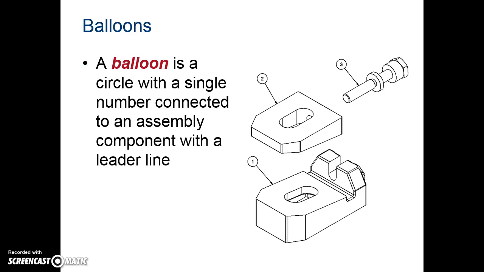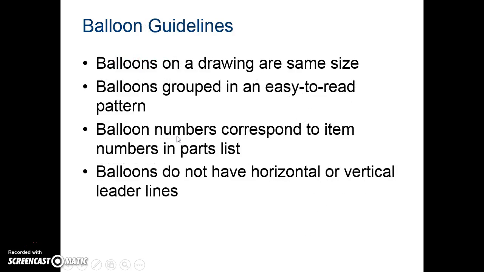They have balloons, and these are our balloons, a circle with a single number connected to the assembly component with a leader line. Balloons on drawings are always the same size. They're grouped in an easy-to-read pattern. Balloon numbers correspond to item number in the parts list, and Inventor will do that for you automatically. Balloons do not have horizontal or vertical leader lines, so you want those to be diagonal. You want the leader lines to be diagonal.